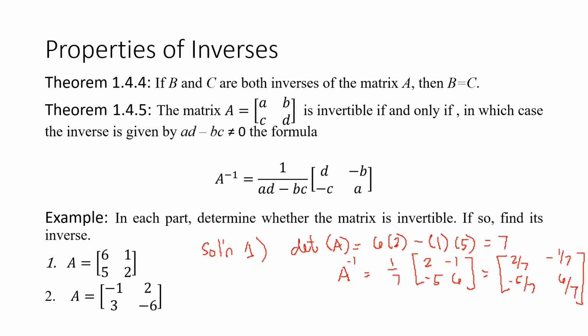Now, for number 2, you have the determinant of A is equal to negative 1 times negative 6 minus 2 times 3, which is equal to 0. So in other words, the second matrix is not invertible since the determinant of A is equal to 0.